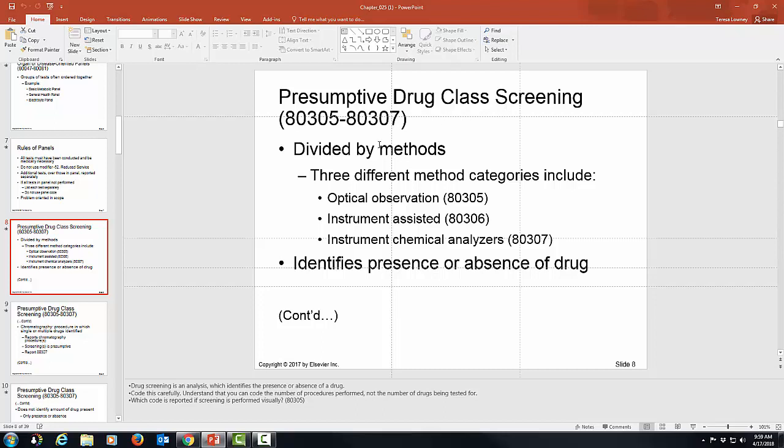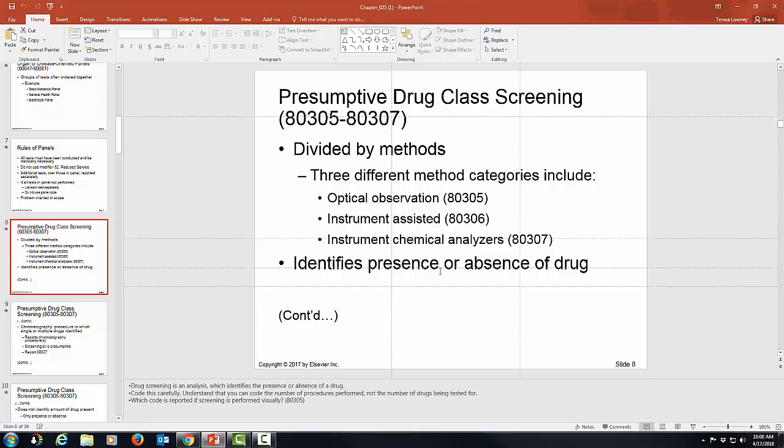Presumptive drug class screening uses codes 80305 through 80307. It's divided by the method. So what method did you use to obtain this specimen for the drug screening? There's optical observation, there is instrument assisted, and there's instrument chemical analysis. So it identifies the presence or the absence of the drug.